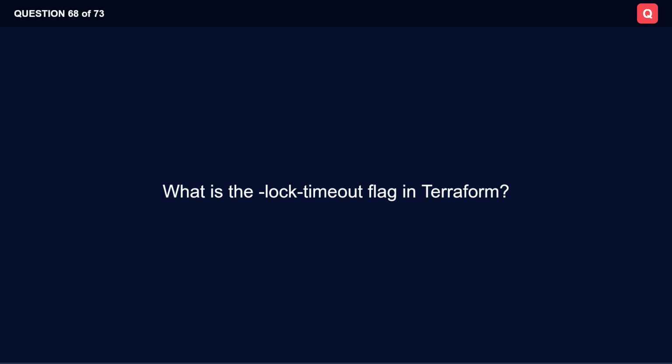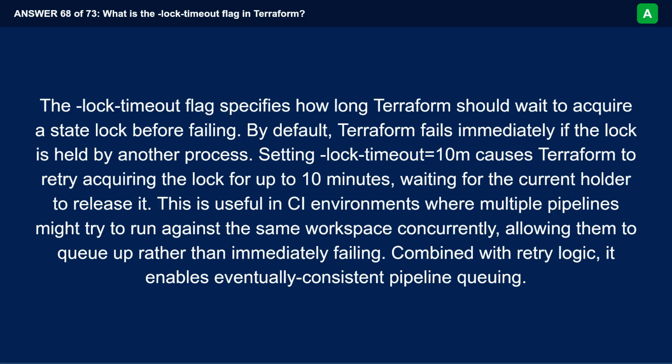What is the lock timeout flag in Terraform? The lock timeout flag specifies how long Terraform should wait to acquire a state lock before failing. By default, Terraform fails immediately if the lock is held by another process. Setting lock timeout equals 10m causes Terraform to retry acquiring the lock for up to 10 minutes, waiting for the current holder to release it.